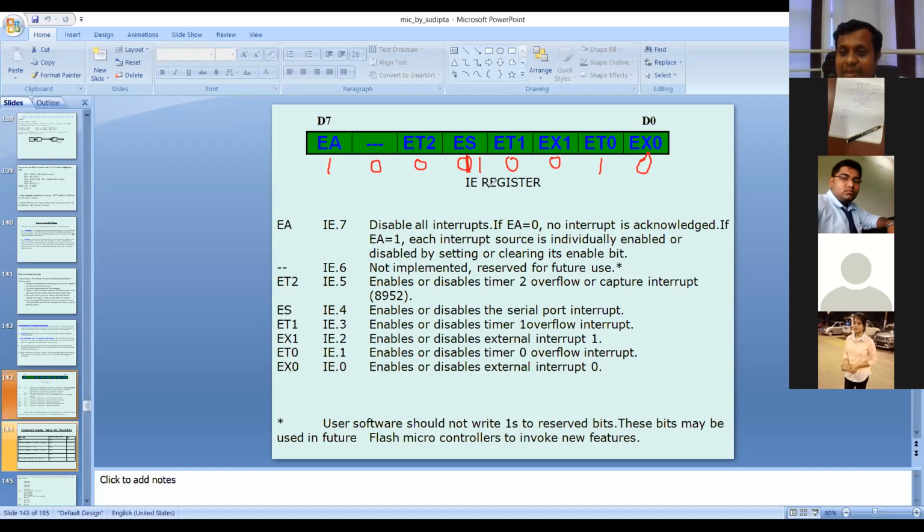Timer 2 is not used in the 8051. It is used in the 8052. In the 8052 there are 3 timers: timer 0, timer 1, timer 2. That's why ET2 is also there. ET2 is nothing but timer 2, not available in the 8051. It is available in the 8052, a higher version of the microcontroller. Okay, is it clear to everyone?